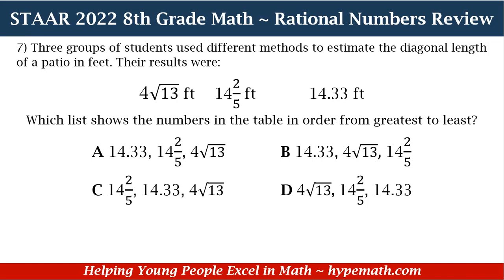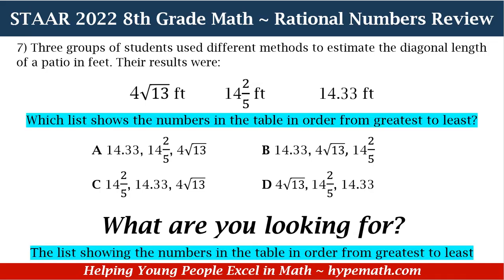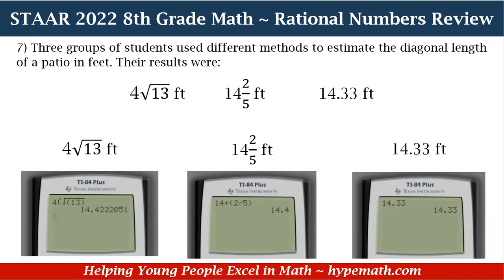So in order to solve this question, the first thing we're going to do is ask ourselves, what are we looking for? We are looking for the list showing the numbers in the table from greatest to least, okay? So now that we know what we're looking for, our next question is, what information can help us find the answer? The information that can help us find the answer is converting all of our numbers.